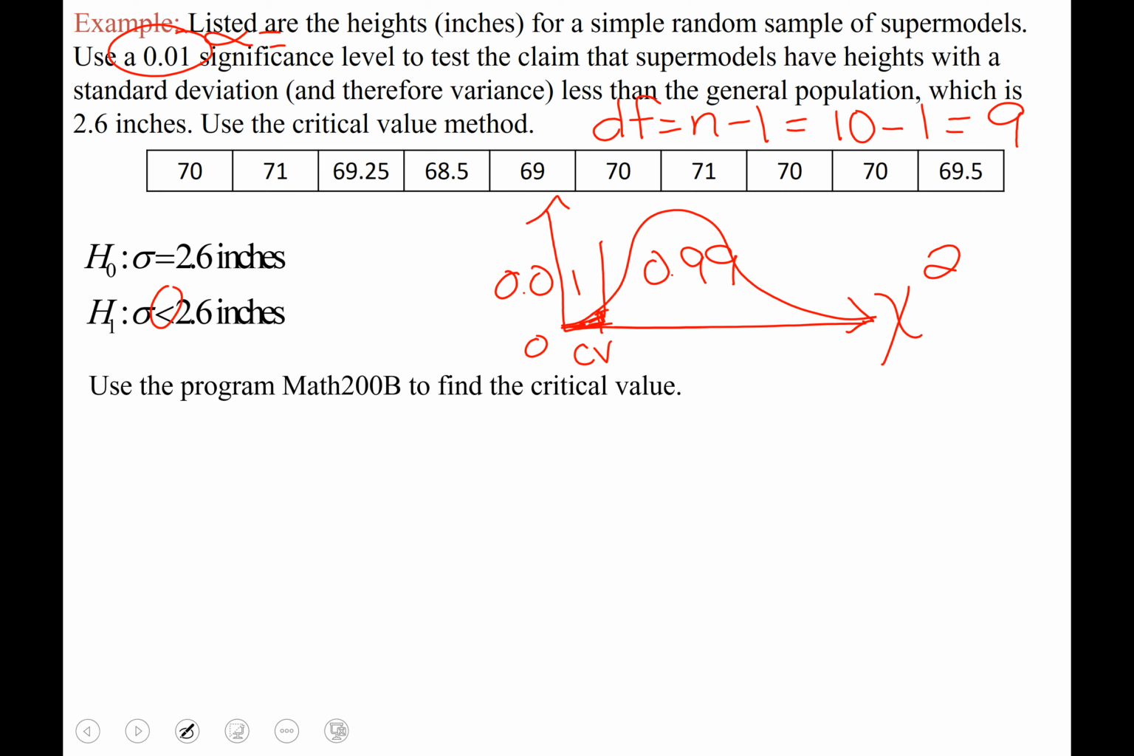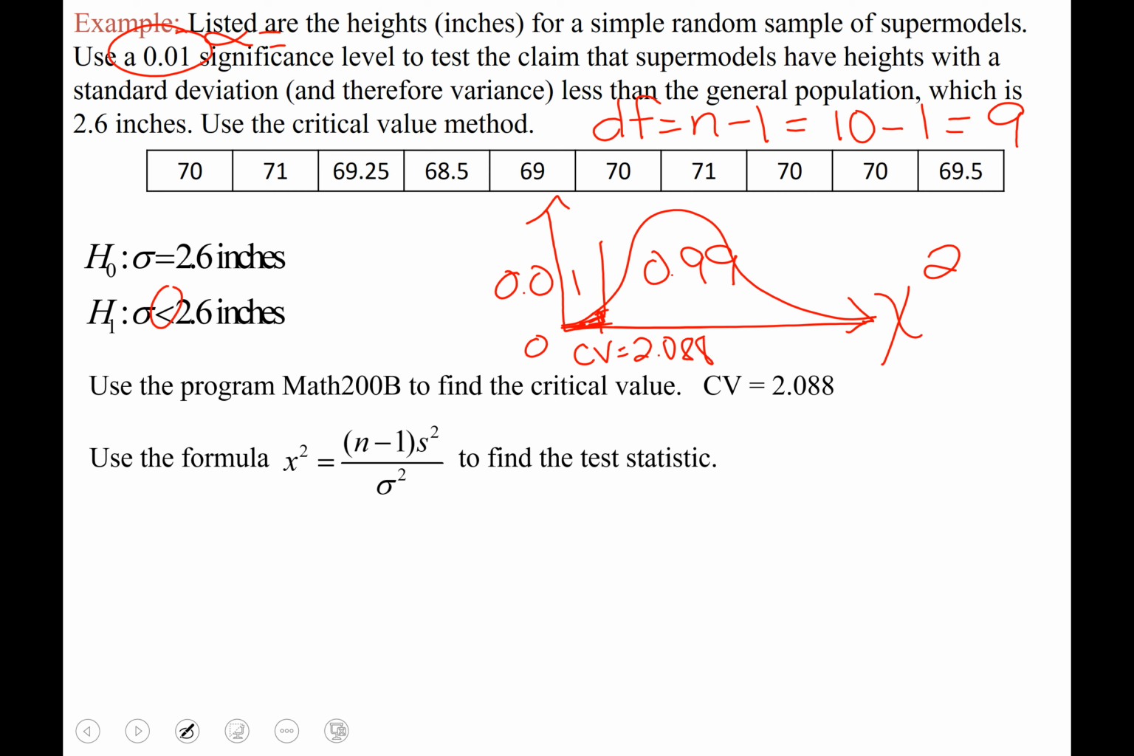It takes a second to calculate it, and if you got 2.087900736, you ran that program correctly. Nice job. All right, so our critical value is 2.088, approximately, to 3 decimal places.